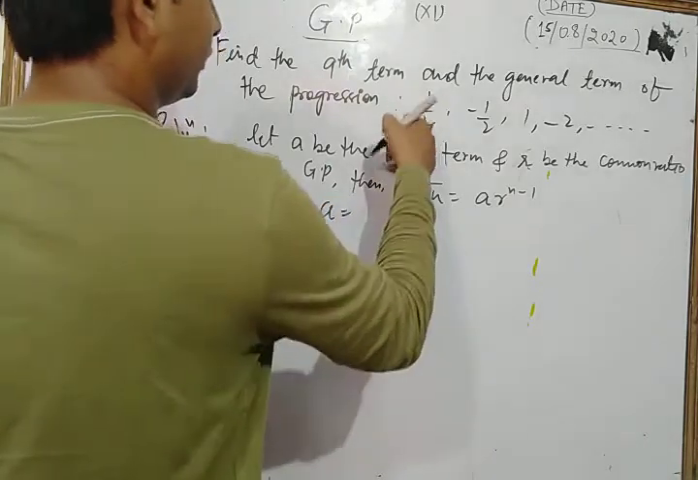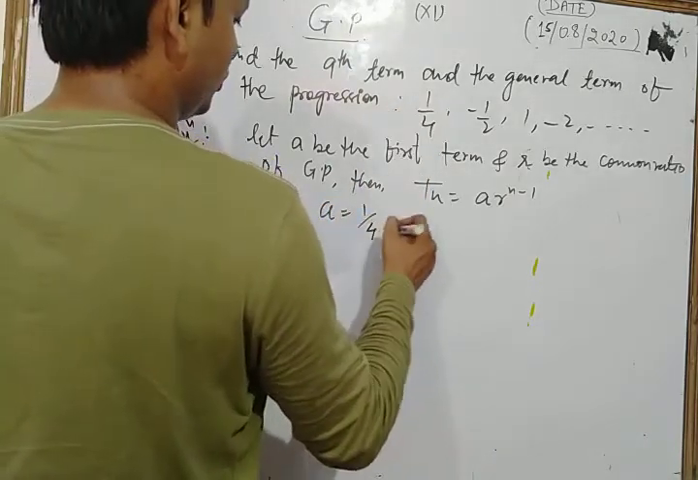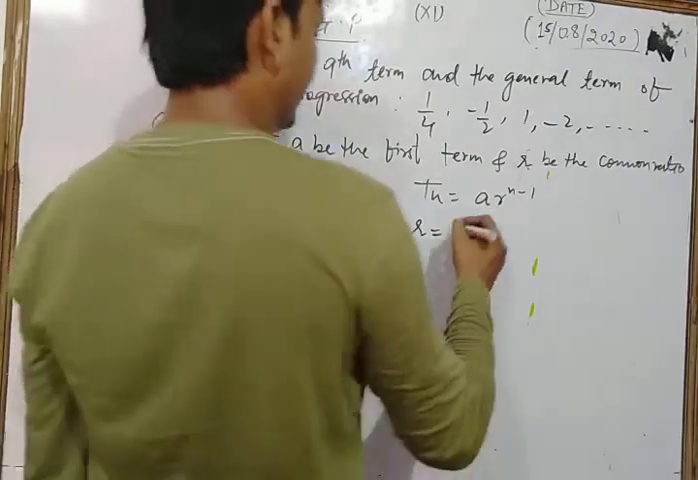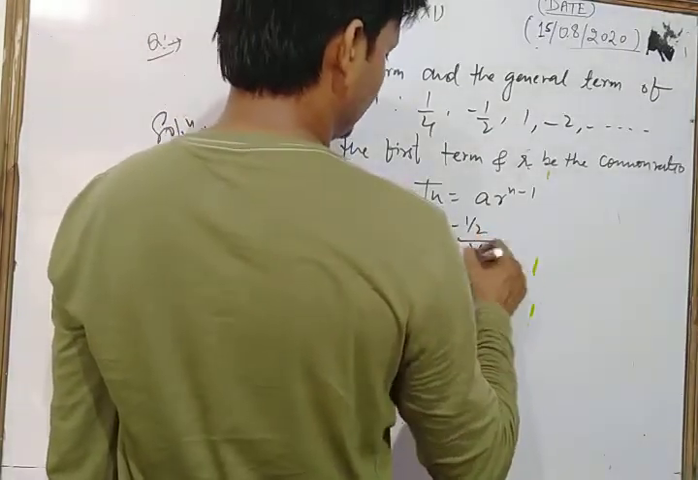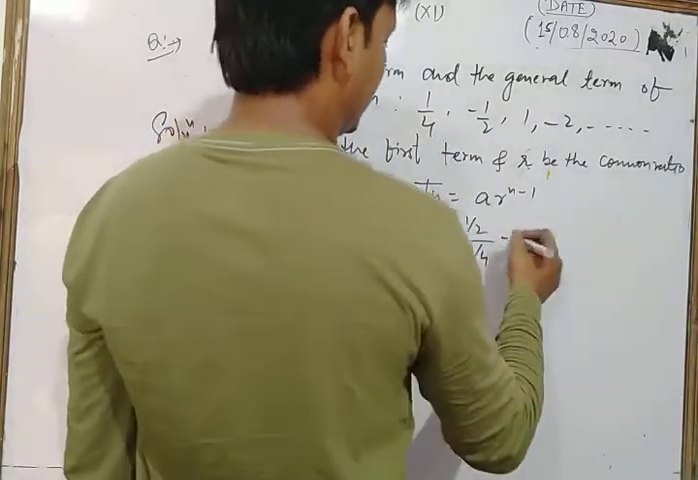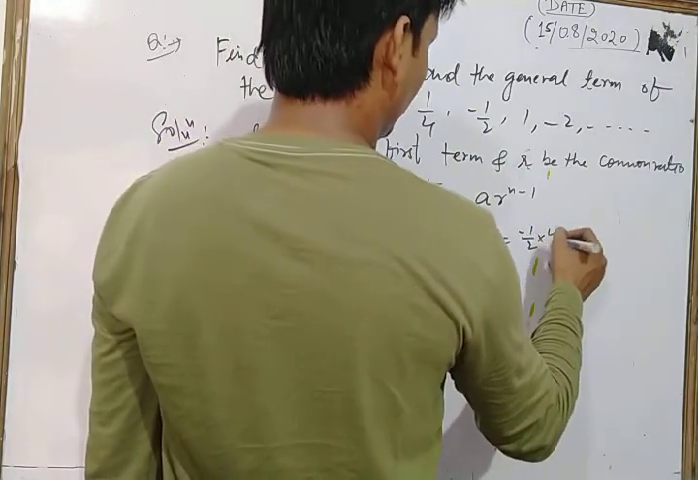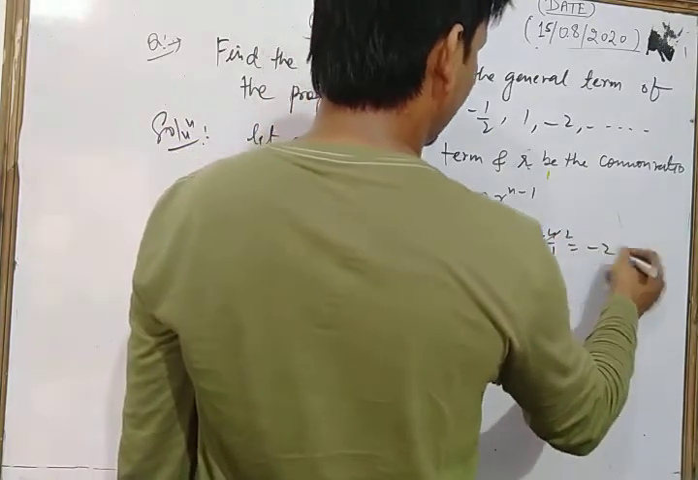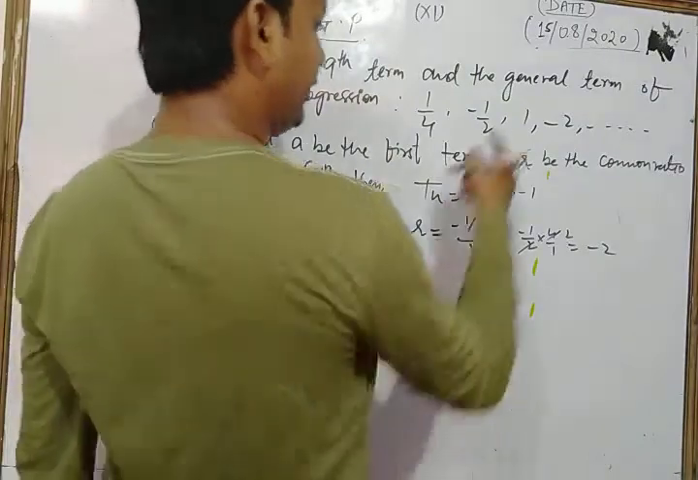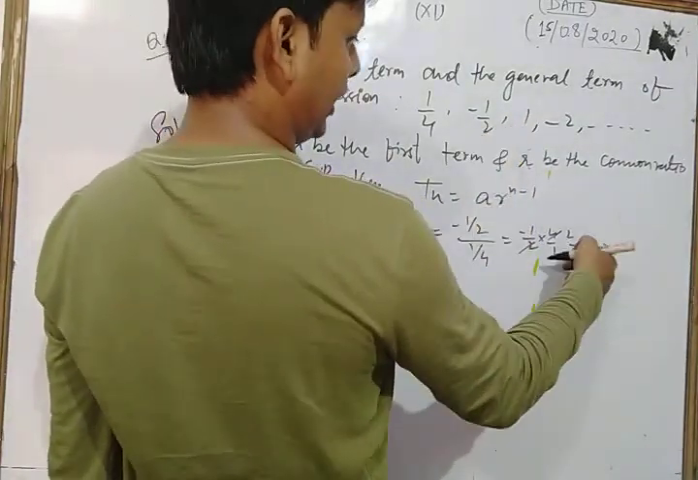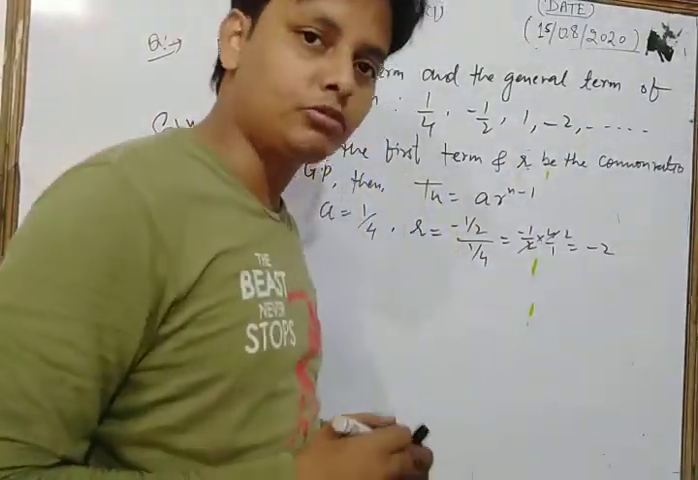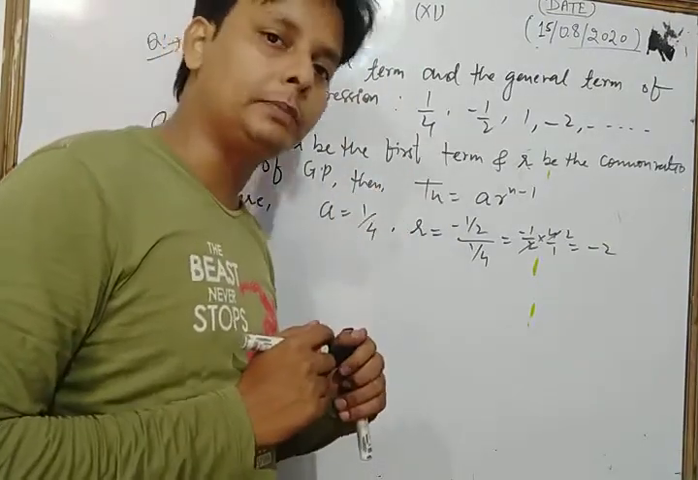the value of the first term of the sequence is 1 by 4 and the common ratio is, let's find, second term upon first term: minus 1 by 2 into 4 by 1, that is minus 2. If we divide 1 upon minus 1 by 2, then again we find minus 2. So the common ratio is the same. So the required sequence is what? GP, na?